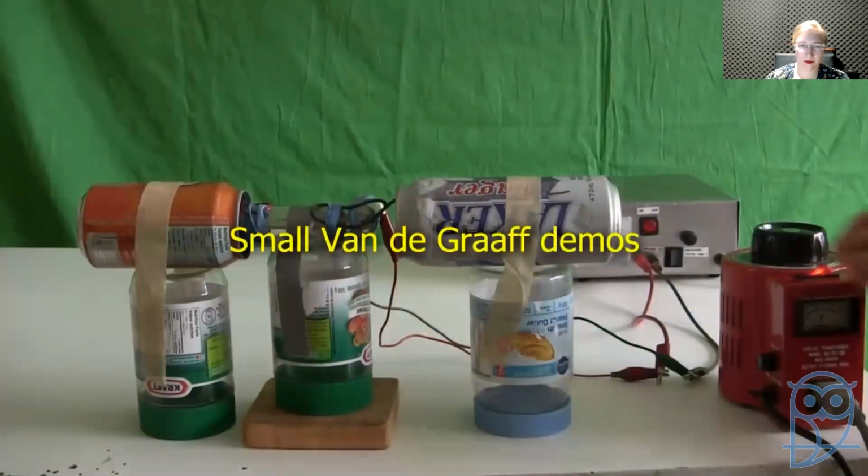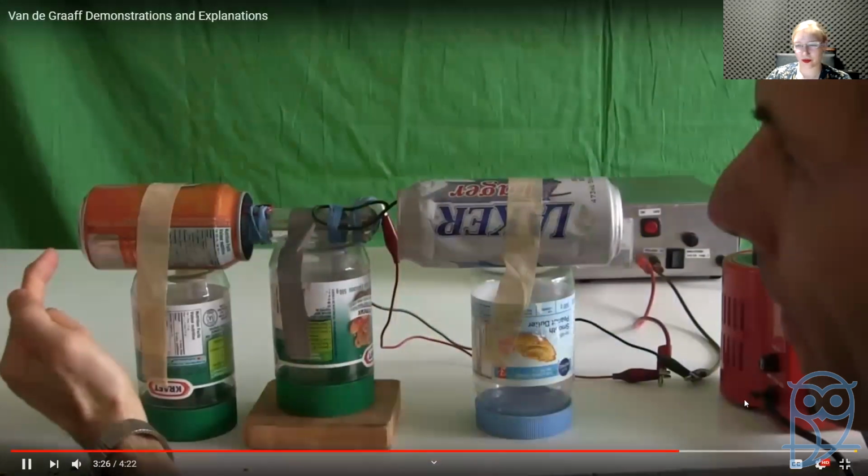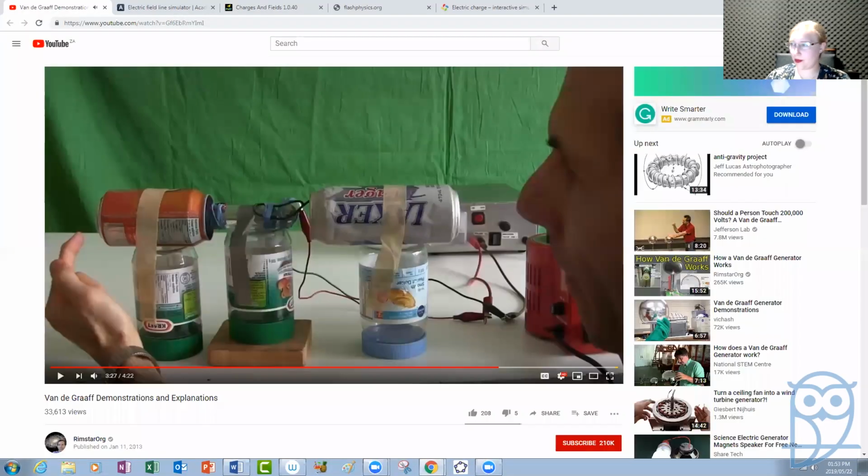You don't need a big Van de Graaff generator to do demonstrations like this. Here's a small homemade one. He goes on to explain how he has made his own little Van de Graaff generators using some cans and some other bits and pieces that you have around the house.